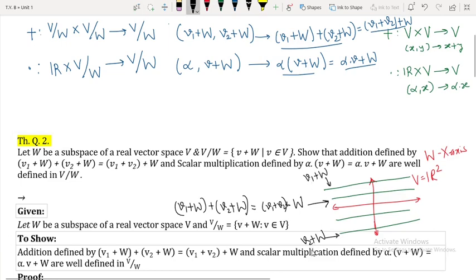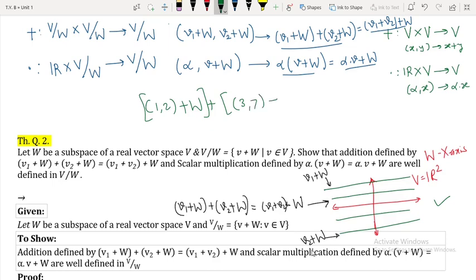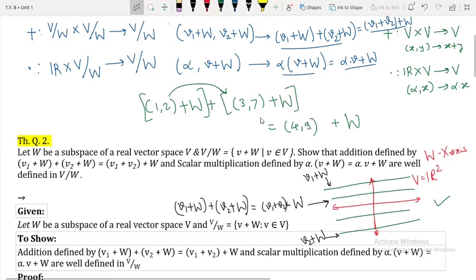For example, for this particular example, suppose I am taking (1, 2) plus W as one coset, and over here (3, 7) plus W. So what will be the addition of these two cosets? It is simple, you simply add these two representatives. So what answer you will get? 3 plus 1 is 4 and 2 plus 7 is 9. So (4, 9) plus W will be your addition in this case. I hope you are getting how the addition is defined.